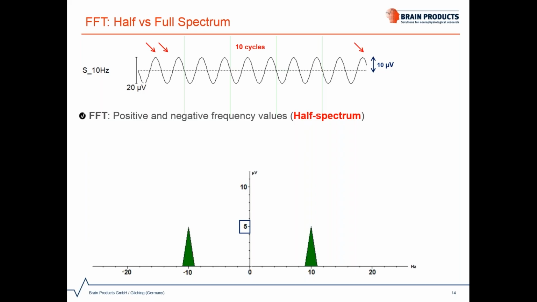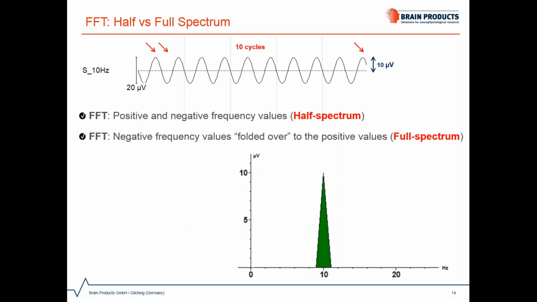The spectrum for the negative frequencies is only a mirror image of the spectrum for the positive frequencies. Therefore, the negative frequency values that are redundant can be folded over to the positive frequency values by computing its full spectrum. What we get is the same frequency component at the same frequency bin with an amplitude that is exactly the same as the amplitude of the original signal.